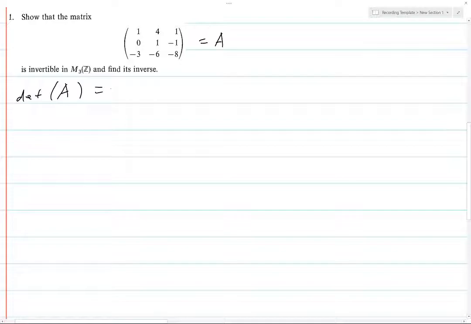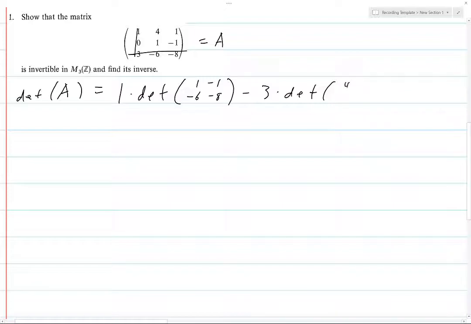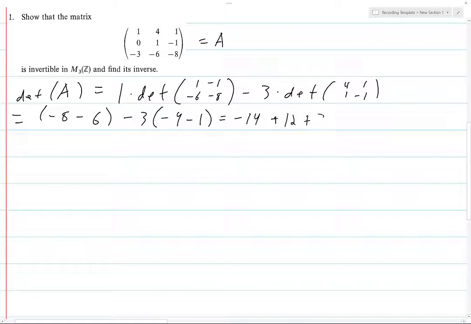The determinant of A is, let's see here, we're going to expand down this column. We'll have 1 times the determinant of this matrix, plus 0 times this, which you don't do anything with, then minus 3 times the determinant of, if you cancel this out, you get 4, 1, 1, minus 1. So that's 1 times negative 8, minus 3 times negative 4 minus 1. So that's minus 14 plus 12 plus 3, and that's 1, which is not 0.